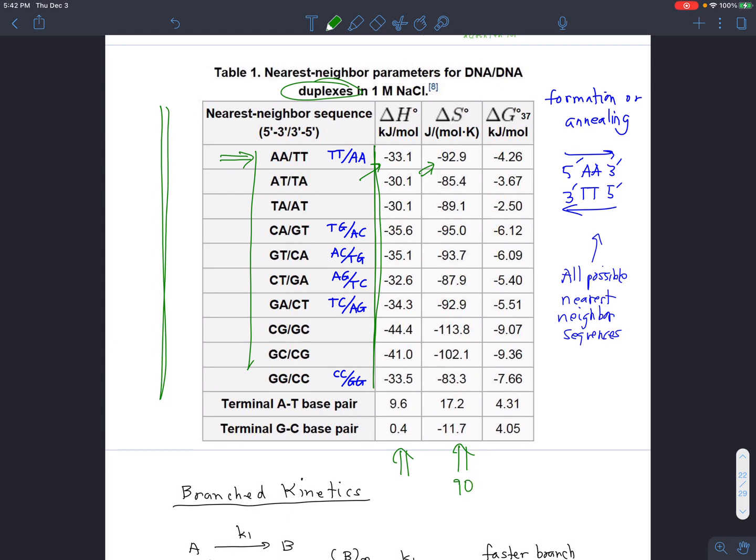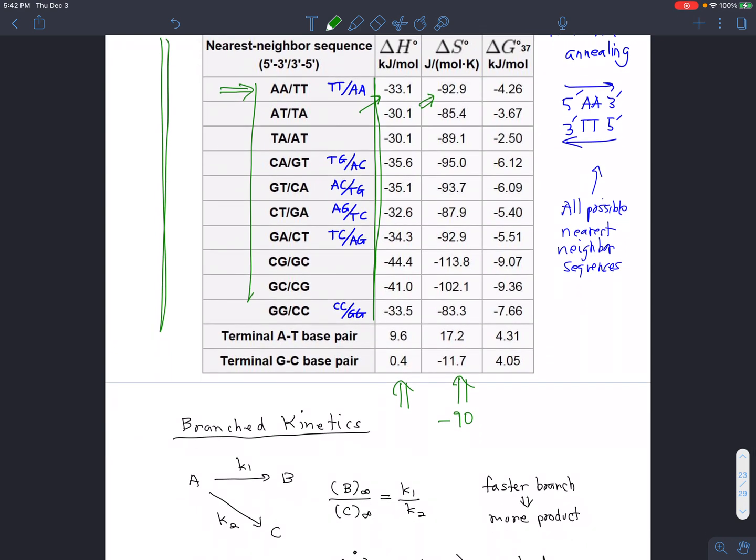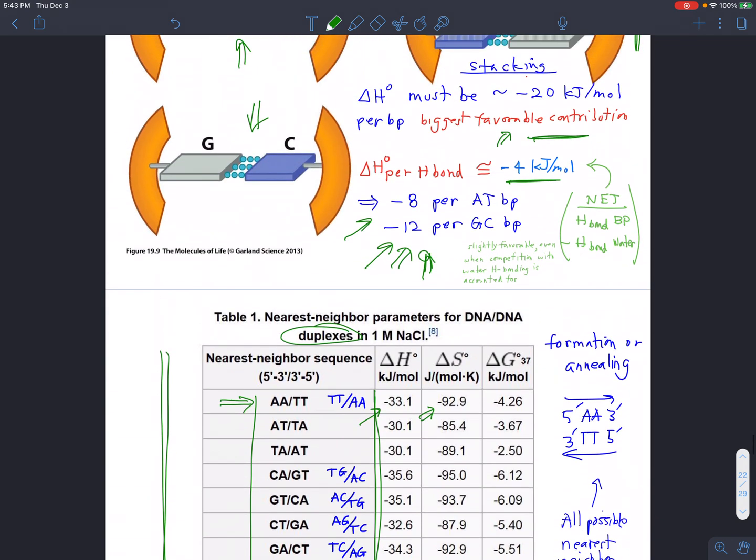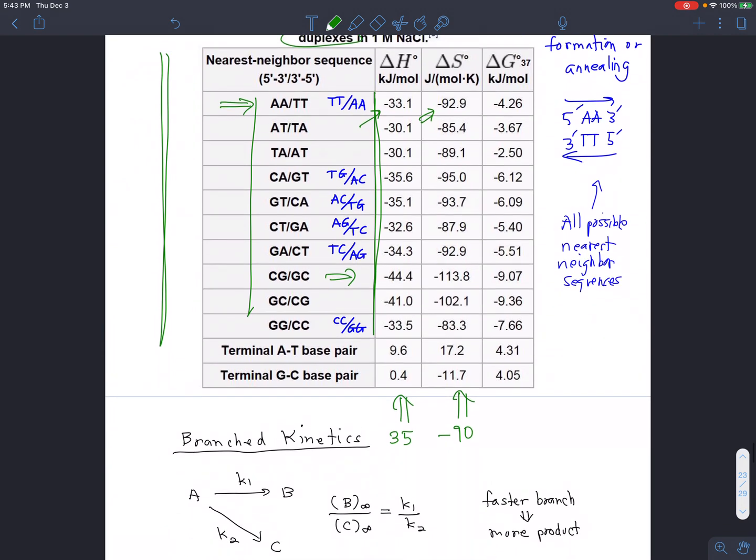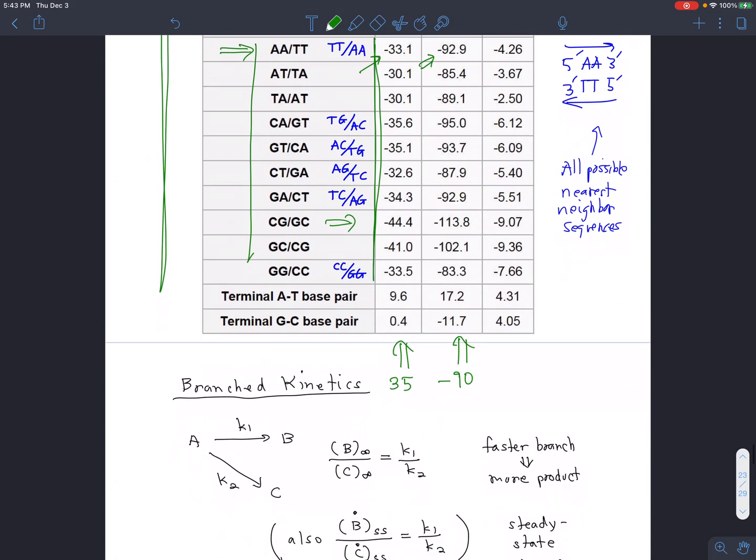We estimated 90, right? It would be minus 90 for annealing up above from the backbone angles, and we estimated maybe somewhere in the 30s, 35, maybe 36, going higher for GCs like this one, for example. So we got a very good feeling just from relatively simple considerations for what these values ought to be.